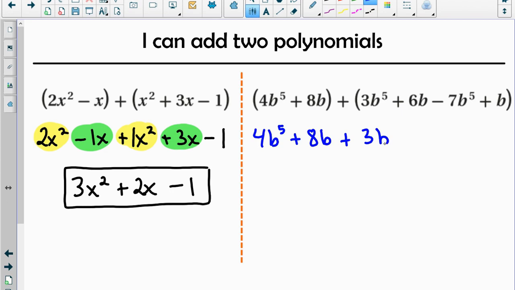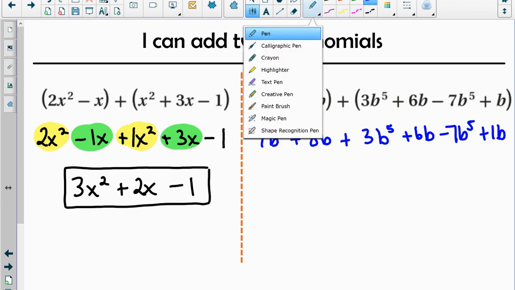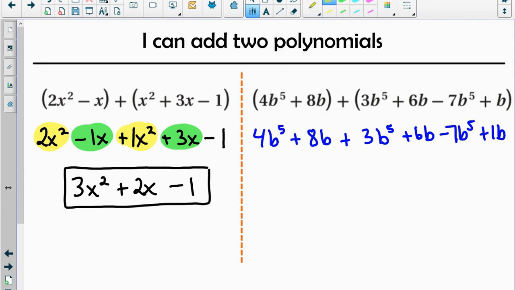And I can only do this when it's addition, by the way. I can just drop the parentheses in the addition problems, but not the subtraction problems. I'll show you how to do that next. I put my little coefficient of 1 where it's needed. And now I'm looking for the terms that have the largest exponents.